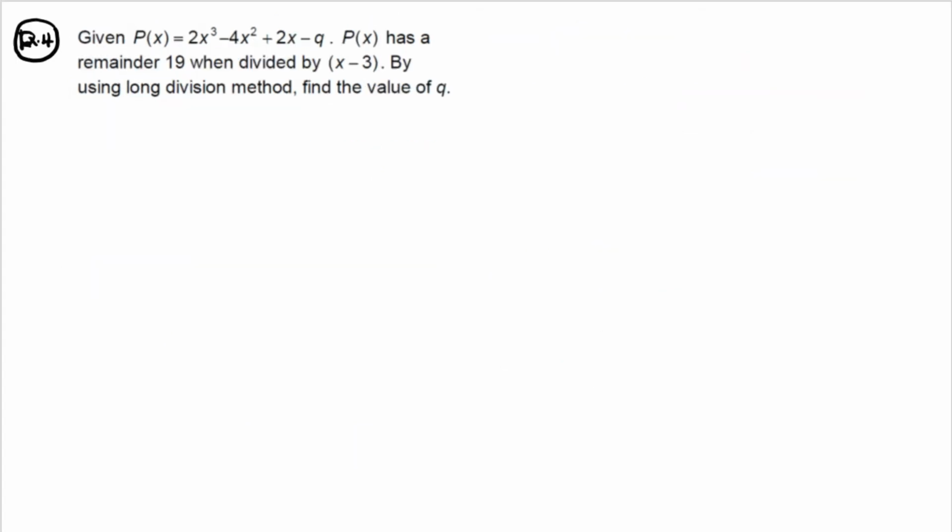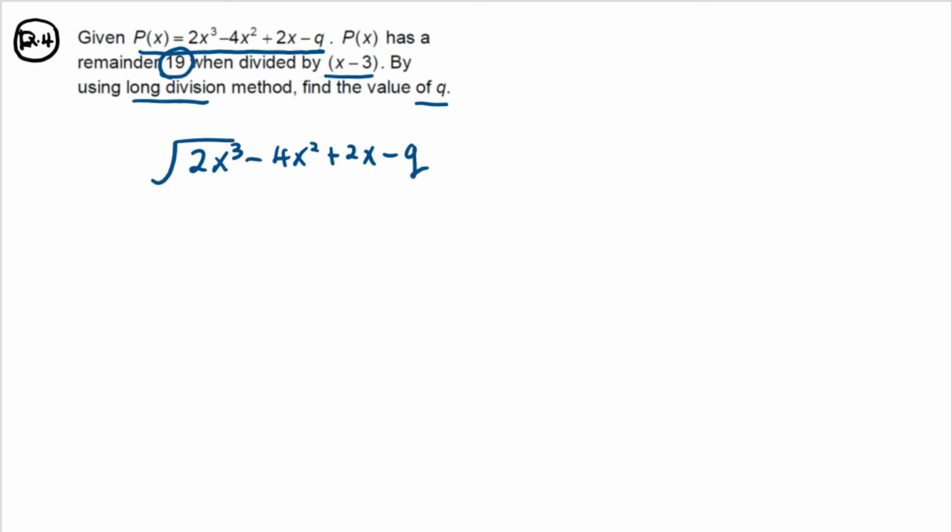Now, suppose we have example 4 here. We have p(x) given by this polynomial. It says that p(x) has a remainder 19 when divided by this. Therefore, we have to use the long division to find the value of q. Let's divide p(x), which is 2x to the power of 3 minus 4x squared plus 2x minus q. The question asks us to use the long division, therefore we have to use the long division.